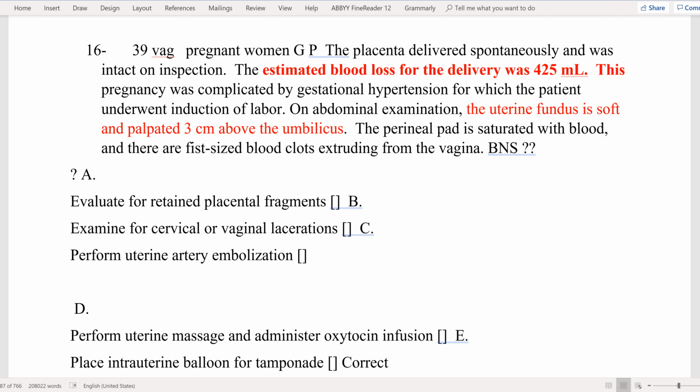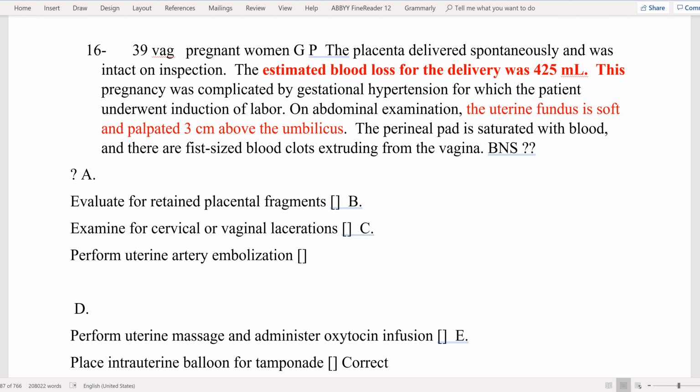And some causes of postpartum hemorrhage are uterine atony, the most common, or retained placenta, like this one, which is accreta, or genital tract laceration can cause that too. Uterine rupture and coagulopathy can cause that too. So those are the causes for postpartum hemorrhage.